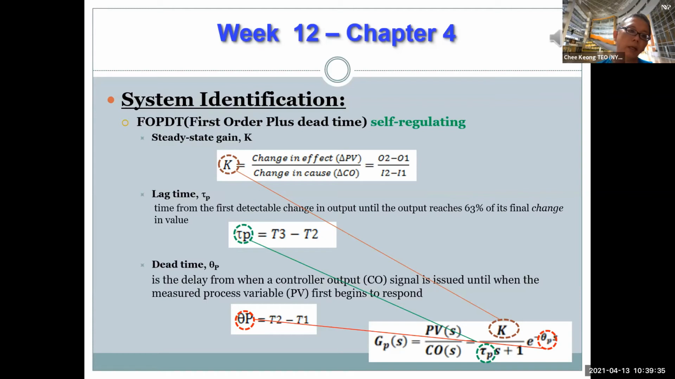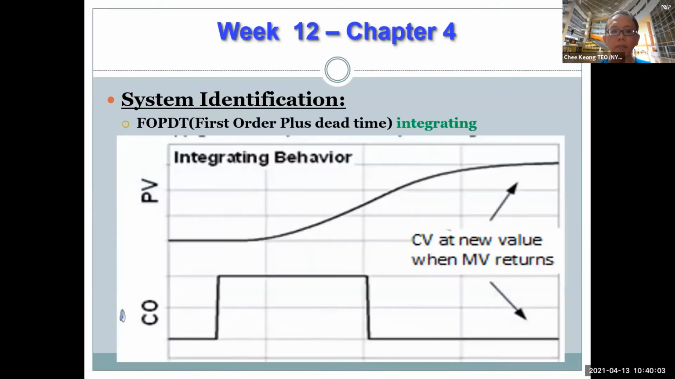So basically, this is as per what I have described in the previous slide, right? So the new thing is basically your dead time. Dead time raised to e to the power minus theta p, and theta p is your dead time, right? Other than that, you must be cautious about the units. Of course, inside the formula sheet, the units are specified, so you don't really have to worry. When you are doing the tutorial, refer to the units specified in the data sheet, then you won't go wrong, right? This is the second type of PV response known as FOPDT integrating.